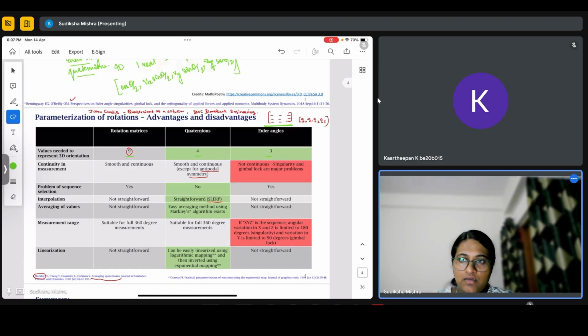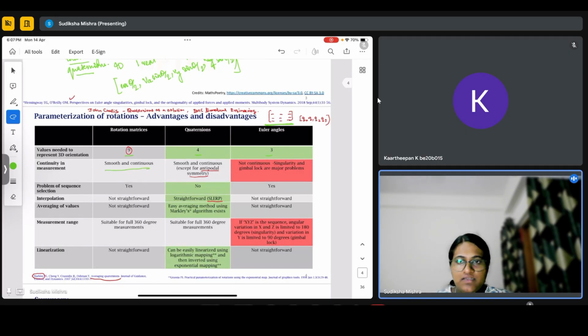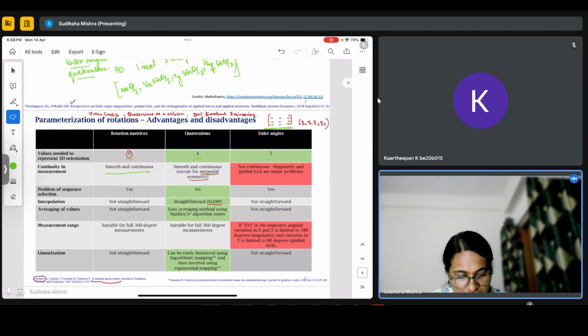If you were to look at the continuity in measurement, rotation matrices are smooth and continuous because for each of the orientations there will be an individual rotation matrix. Quaternions are also continuous except for something known as antipodal symmetry.